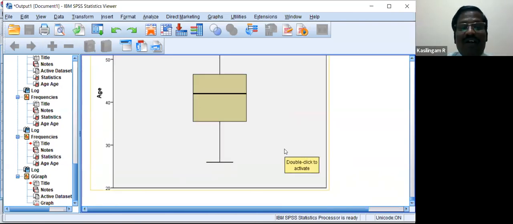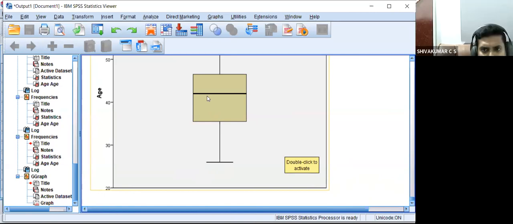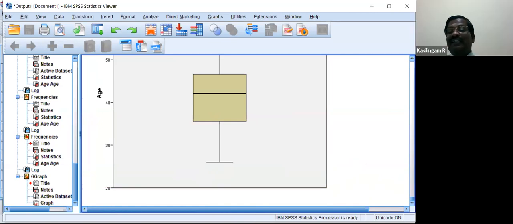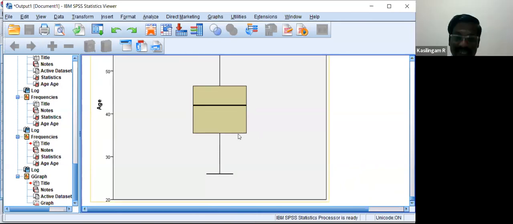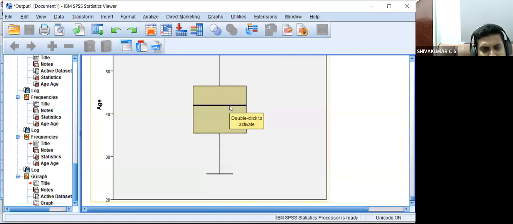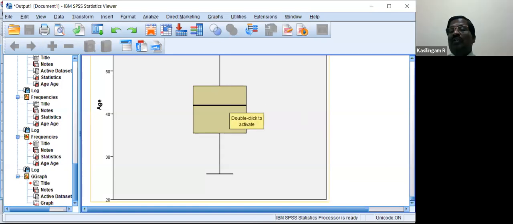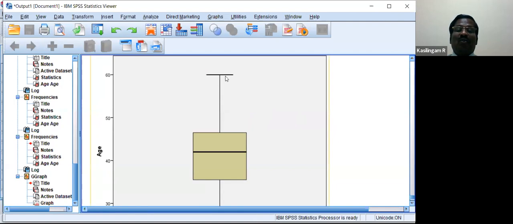Now we know all, right? So this is the lower value. This is the middle value. This is the first quartile. This is the third quartile. This is the second quartile, or the middle value, or median value.